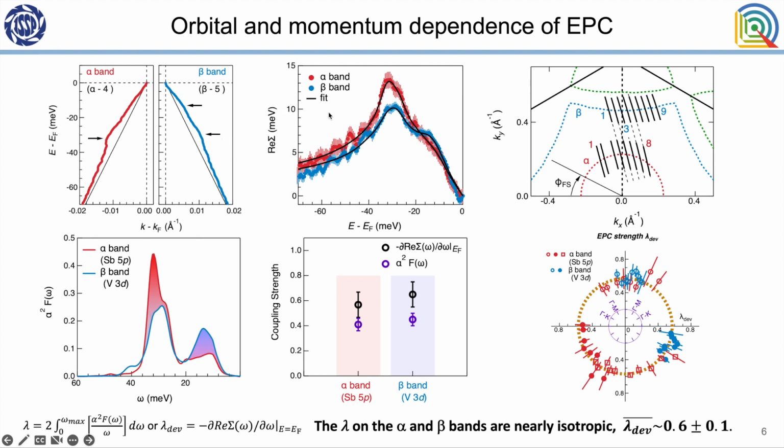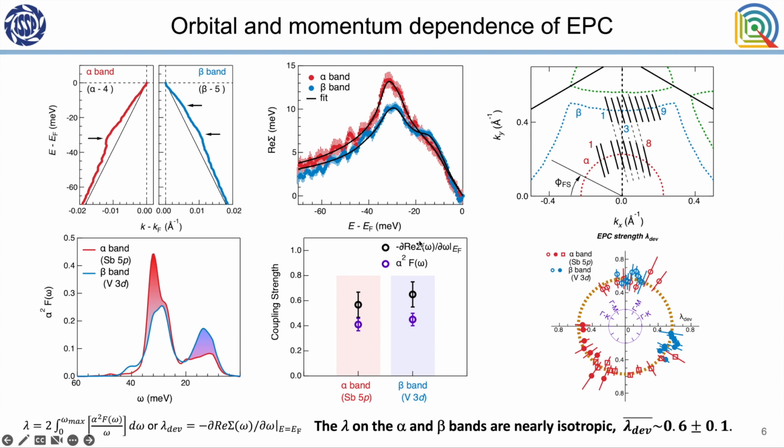So through fitting these real part self energy, we extracted the Eliashberg function and present them in this figure. And we found that there are two prominent phonon modes strongly coupled with electrons. Interestingly, even though the distribution of these two phonon modes are different on different orbitals, their total electron phonon coupling function are quite similar, as shown in this figure.